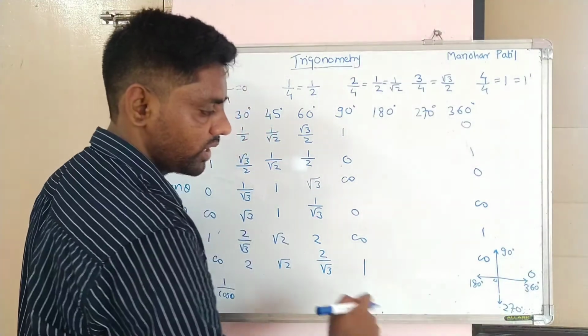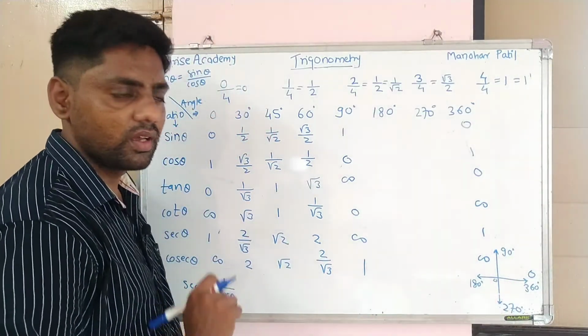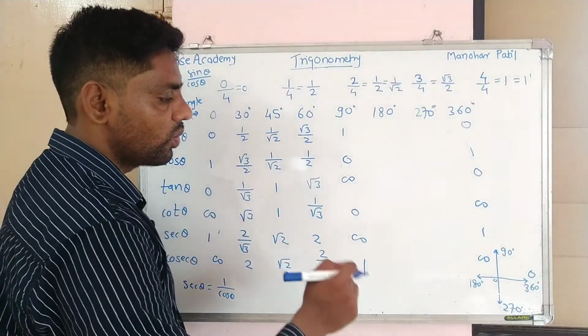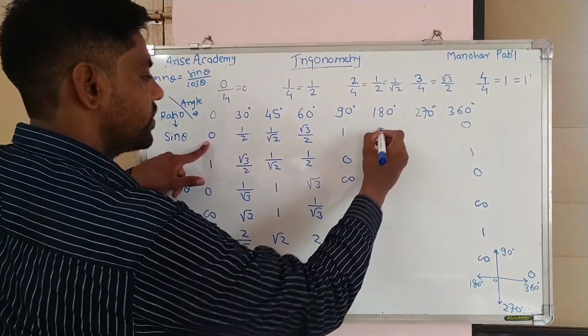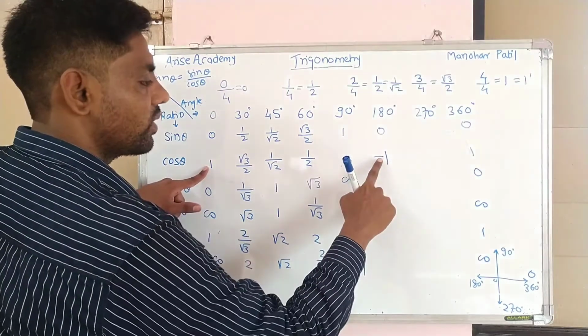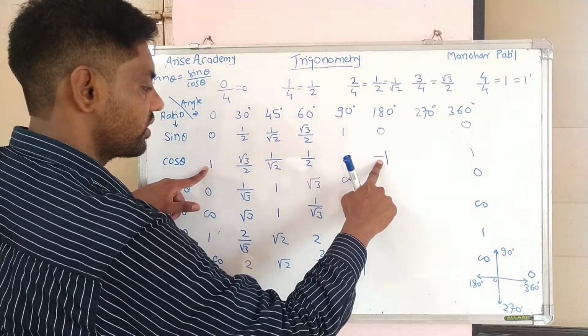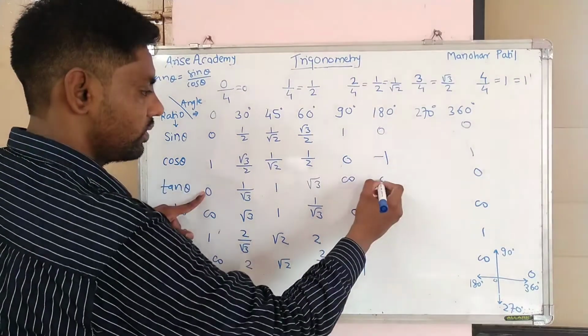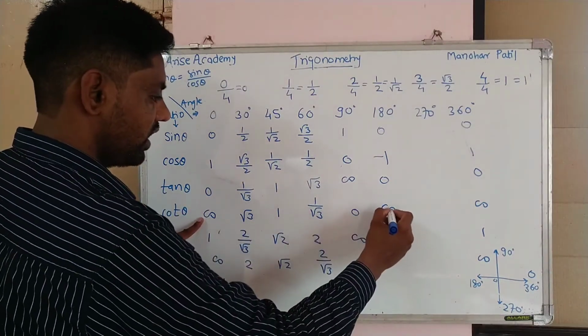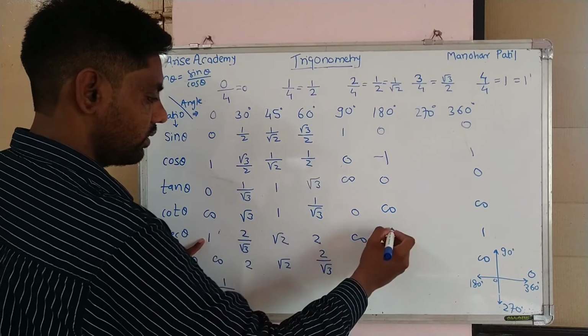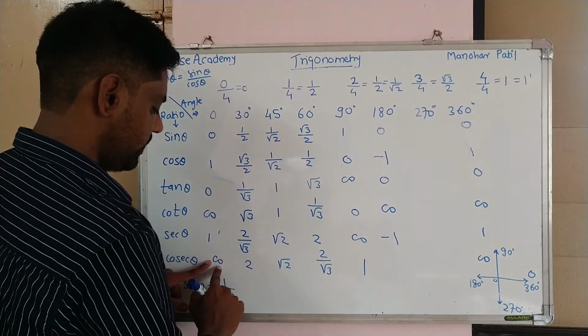For 180 degrees, we can see from the diagram that 180 degrees is exactly opposite to 0 but lies on the same line. Therefore we only change the sign. So here 0, minus 1, 0, then infinity, minus 1, infinity; only the sign convention changes.